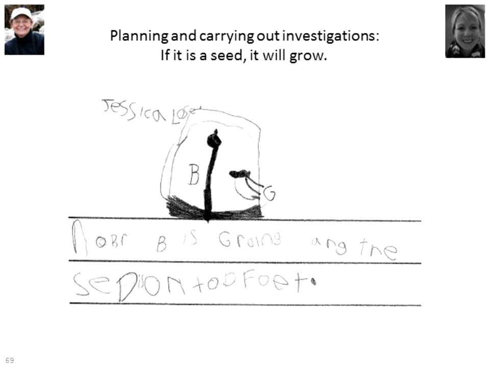This particular little girl had chosen to test 2 different items or objects, and these were labeled with letters, as you can see. And so she is noticing that number B is growing and the seed is on top of it. So obviously here we were looking for them to make sure they were including those details, like which object they were looking at.